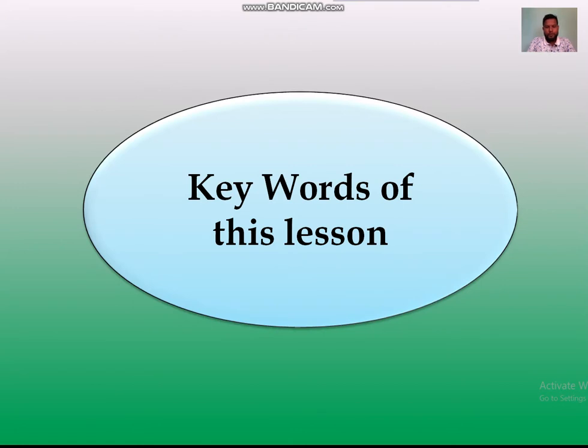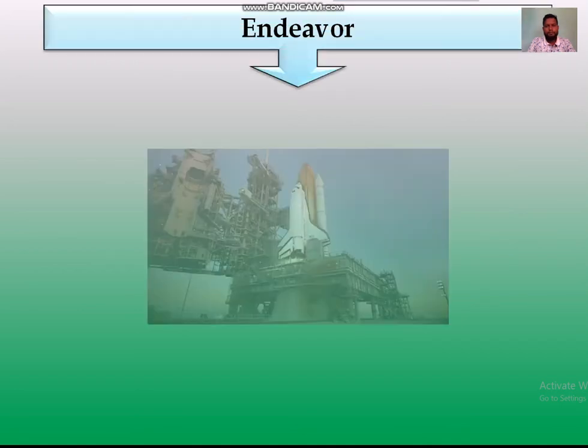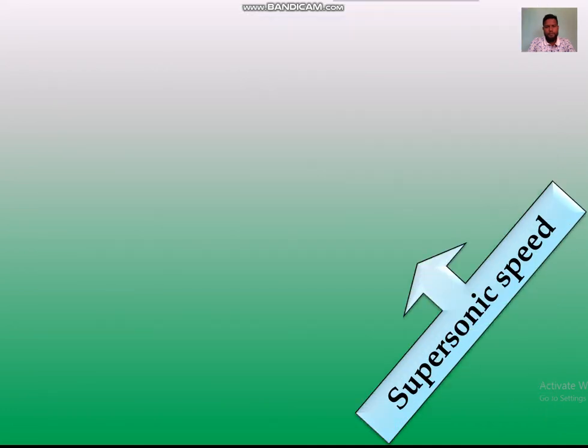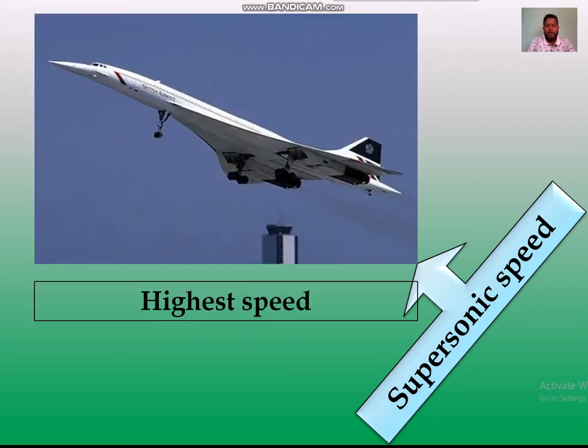Let's look at the keywords of the lesson first. The first word here is endeavor. It means attempt, effort. Here this word is used as a noun. It can be used as a verb also. The second one is supersonic speed. It means highest speed. That means the speediest thing, if we get that, we call it supersonic speed.